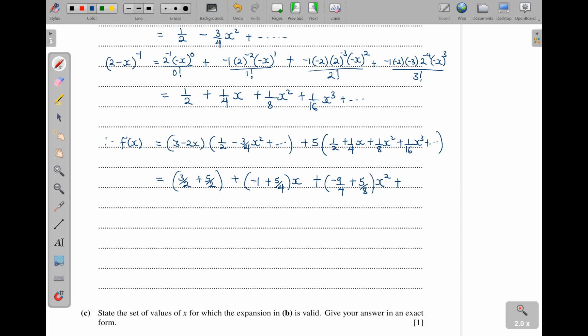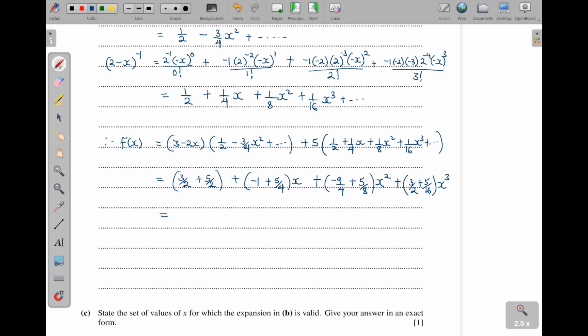And then for x cubed, it is this negative 2 times this one here, okay? So we shall have negative 2 times negative 3 out of 4. Of course, this one cancels this one here. So we shall get 3 over 2, okay? So I'll write 3 over 2. And then we also have 5 here times this one here, 5 over 16. So plus 5 over 16 of x cubed, okay?